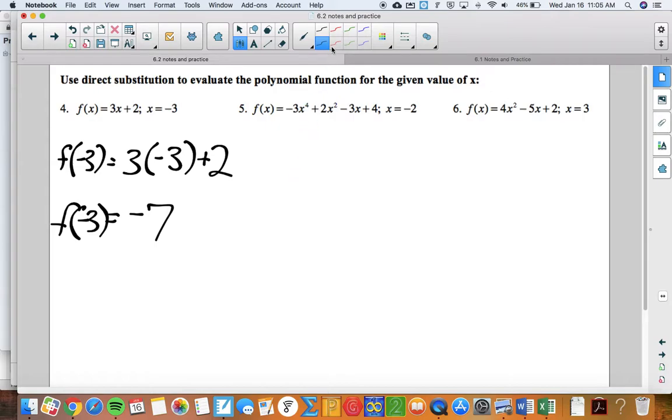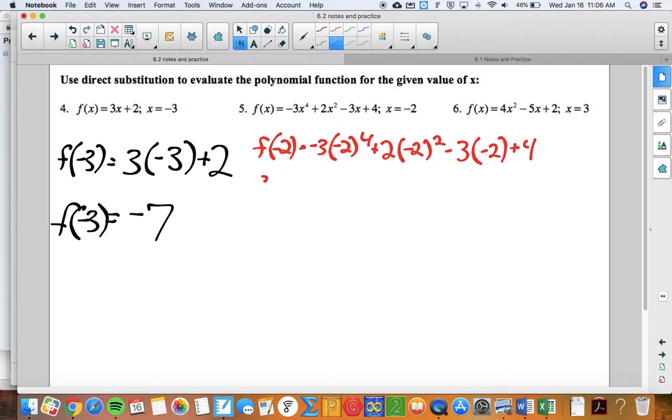Number 5, we're plugging in negative 2 for x. So negative 3 times parentheses negative 2 to the fourth plus 2 times negative 2 squared minus 3 times negative 2 plus 4. According to Miss Scott, she thinks that this is going to equal negative 30. Is that what your calculator says? Awesome. And then last but not least, number 6, we're plugging in 3 for x.